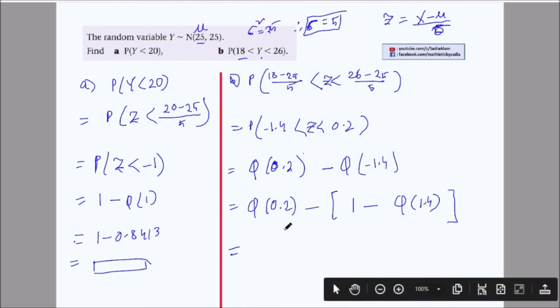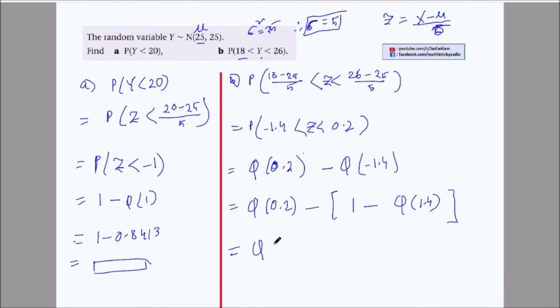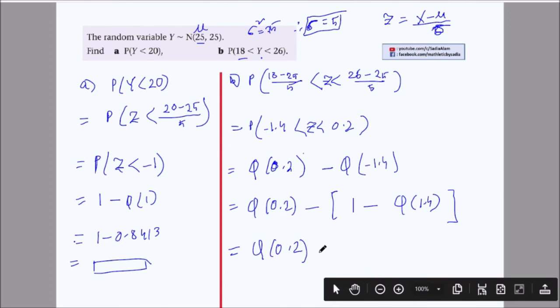And now we can just pick values from the table for phi of 0.2, and then that minus will give us plus. So from the table we will just pick values for these two, and then we can just add them up or simplify to get the final result.